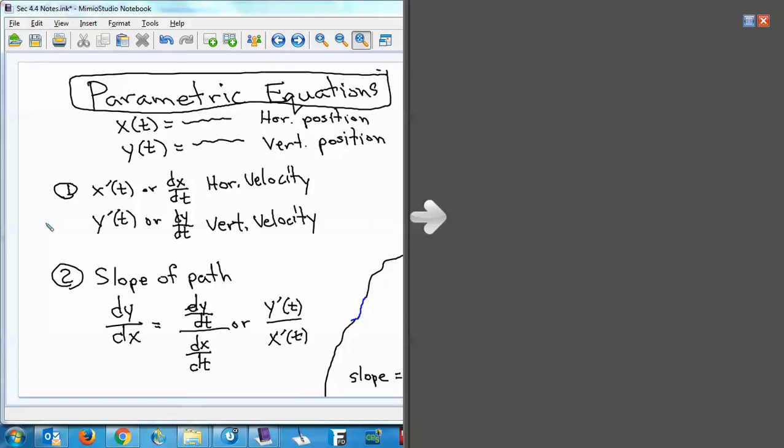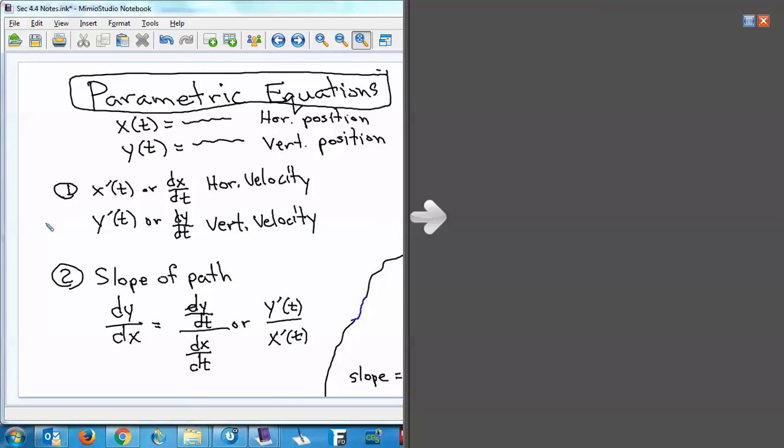Because there could be three of us on this path. And at this point right here, we would all have the same slope, but we could all be moving at different speeds. You could have different equations that would give you the same slope here, but there'd be different speeds. So the speed is different than the slope, like we were just talking about a minute ago.